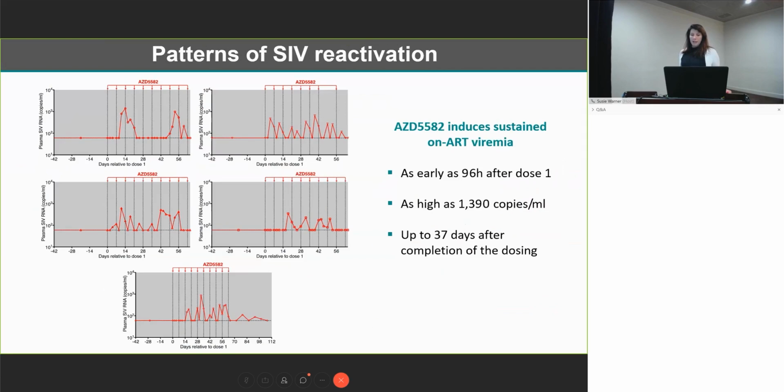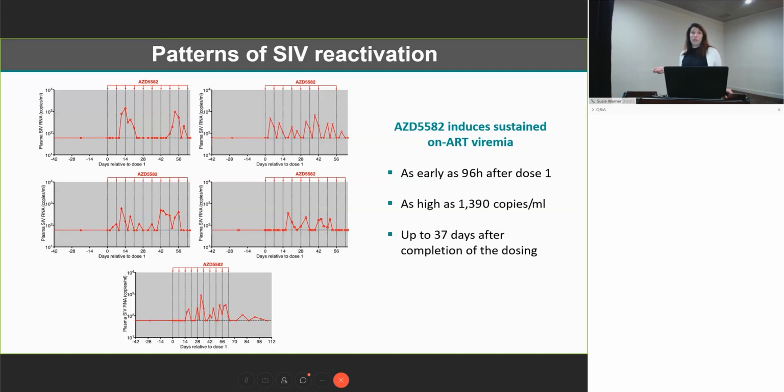To give you a more detailed look at the patterns of virus reactivation, here are shown the individual plasma viral loads for each of those monkeys that experienced on-ART viremia above 60 copies per milliliter of plasma. I just wanted to show here that those monkeys experienced on-ART viremia as early as 96 hours after dose one, and this viremia peaked as high as 1,390 copies of SIV RNA per milliliter of plasma. In this last monkey represented at the bottom, the viremia was experienced up to 37 days after completion of the dosing.